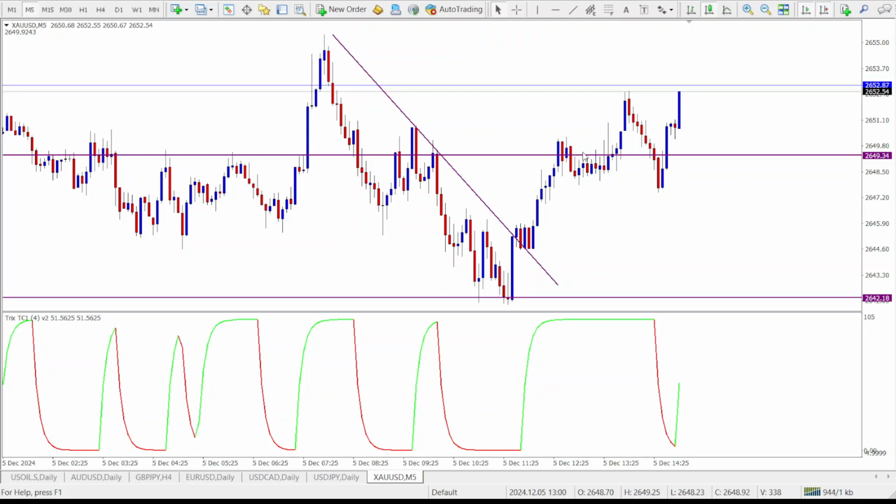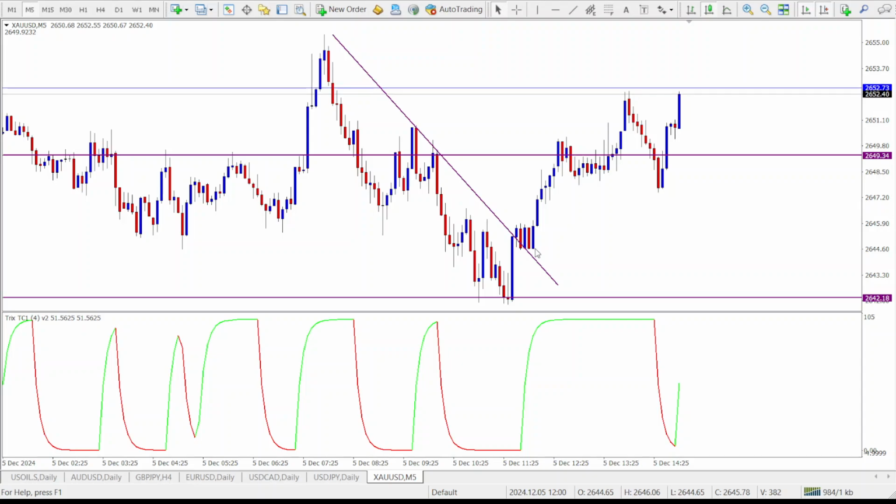Now, it doesn't mean that there will always be a reversal. Of course, breakouts do happen. But if you already have a good risk to reward ratio, and you are trading a reversal signal, because one thing with reversal signals is that it could be a consolidation that is forming.